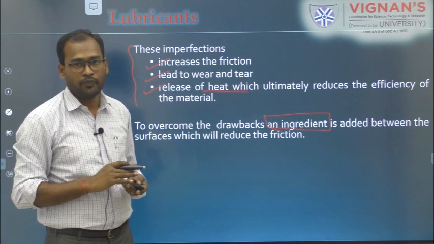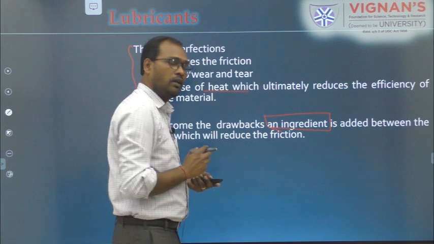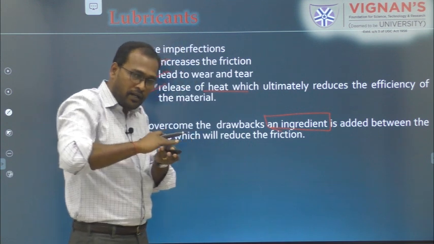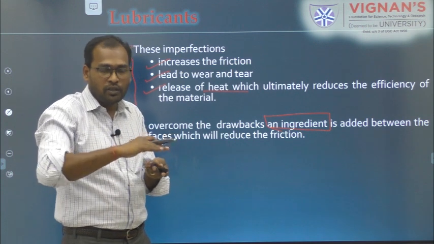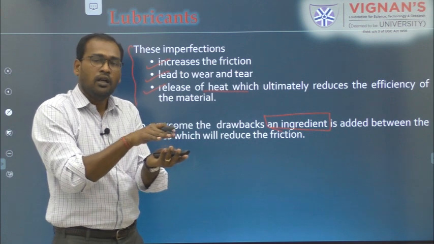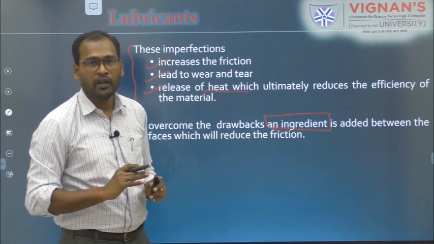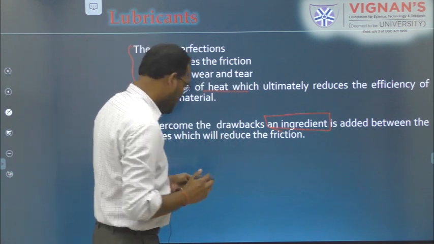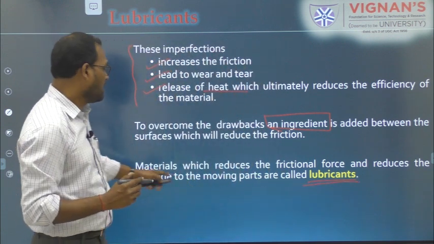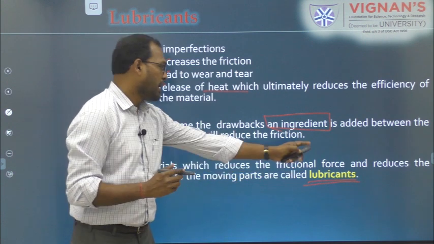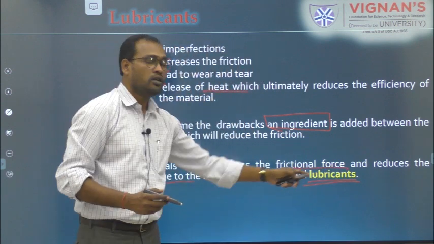Once this friction is removed, the material can move smoothly. Okay, so in order to overcome these drawbacks, a third material or ingredient is added between the surfaces of the material, and this is going to reduce or partially remove the friction created by these irregular surfaces. Once this friction is removed, the material can move very smoothly. Okay, so those ingredients are nothing but lubricants. Materials which reduce the frictional force and reduce the damage to the moving surface are called lubricants.